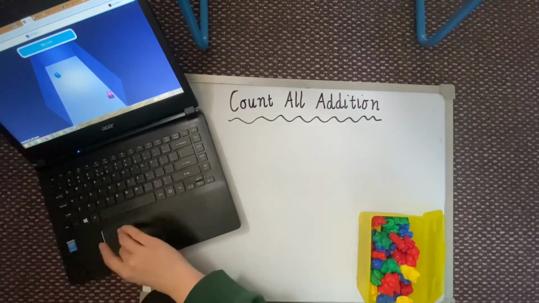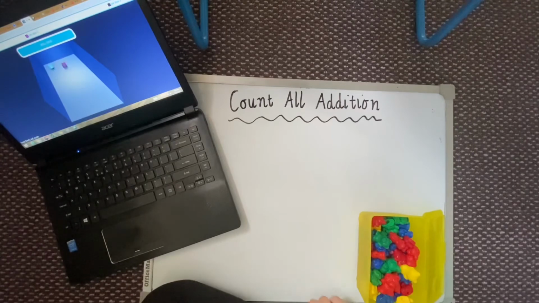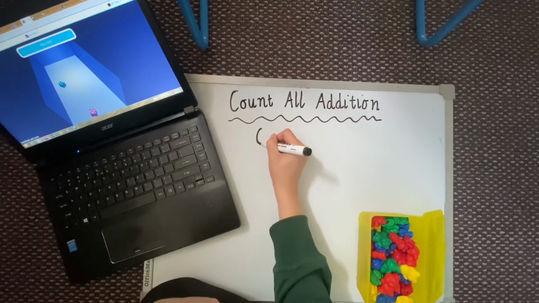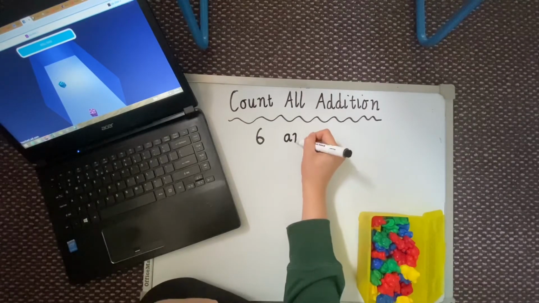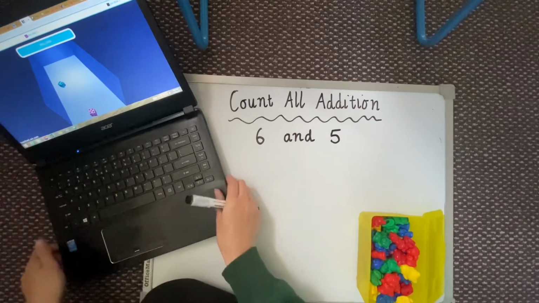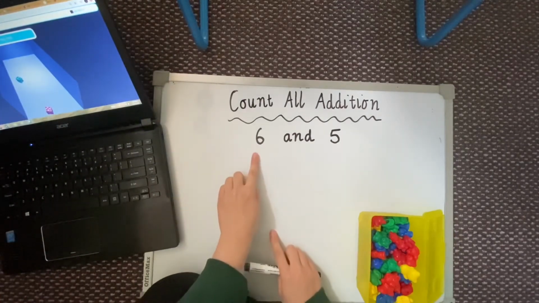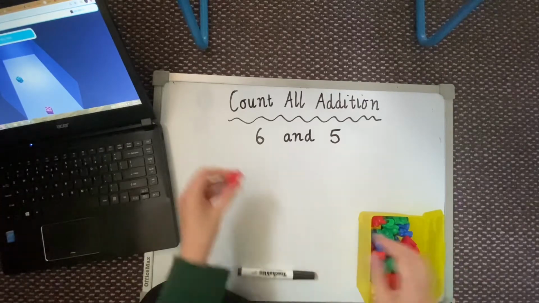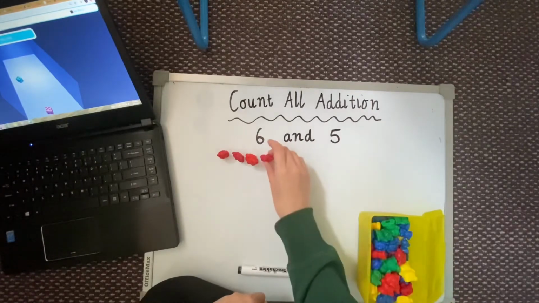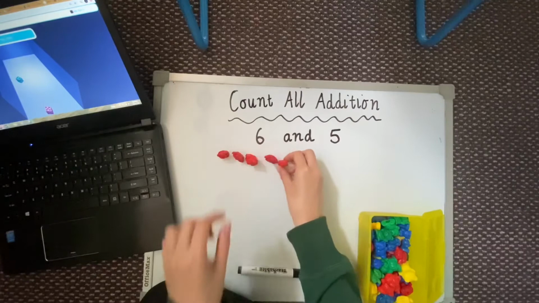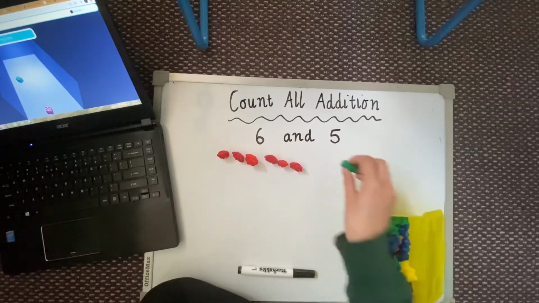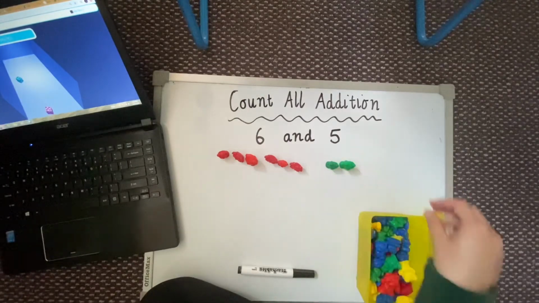Alright, let's roll the dice and see what numbers I get. I've got a 6 and a 5. Alright, now I'm going to use my teddies to make 6 and then to make 5. 1, 2, 3, 4, 5, 6. That's 6. Now make 5. I might change the colour, but it doesn't really matter.